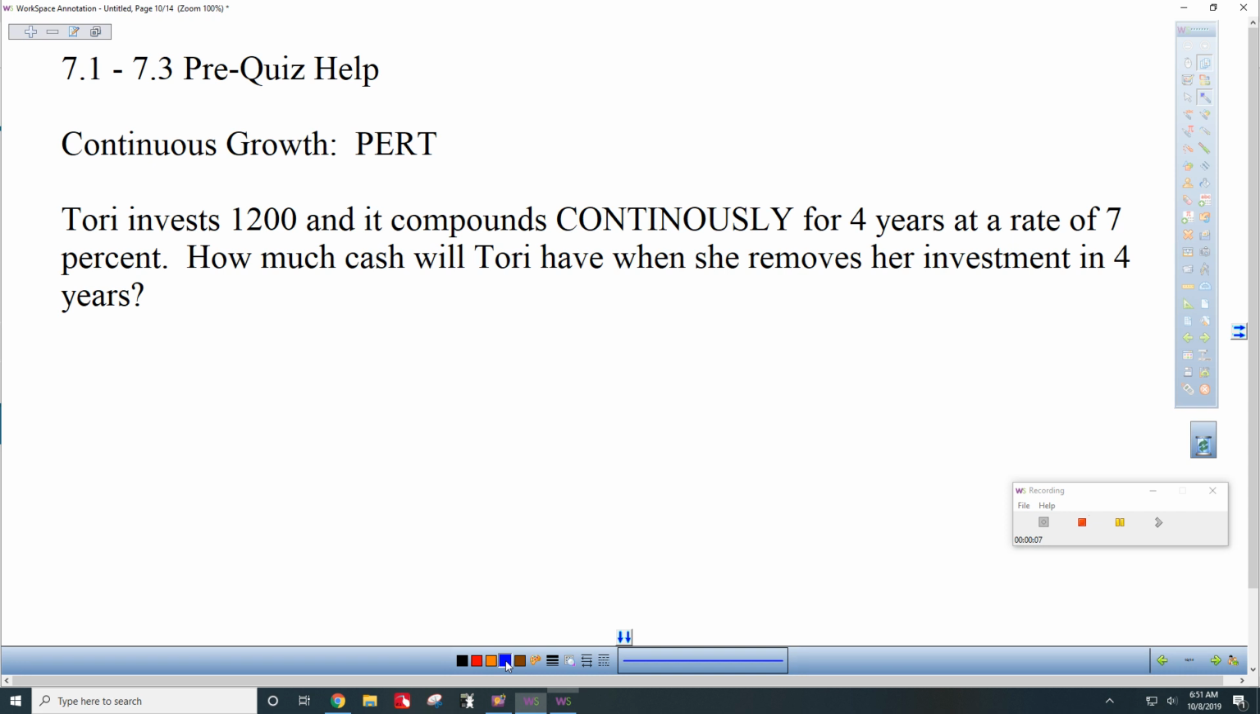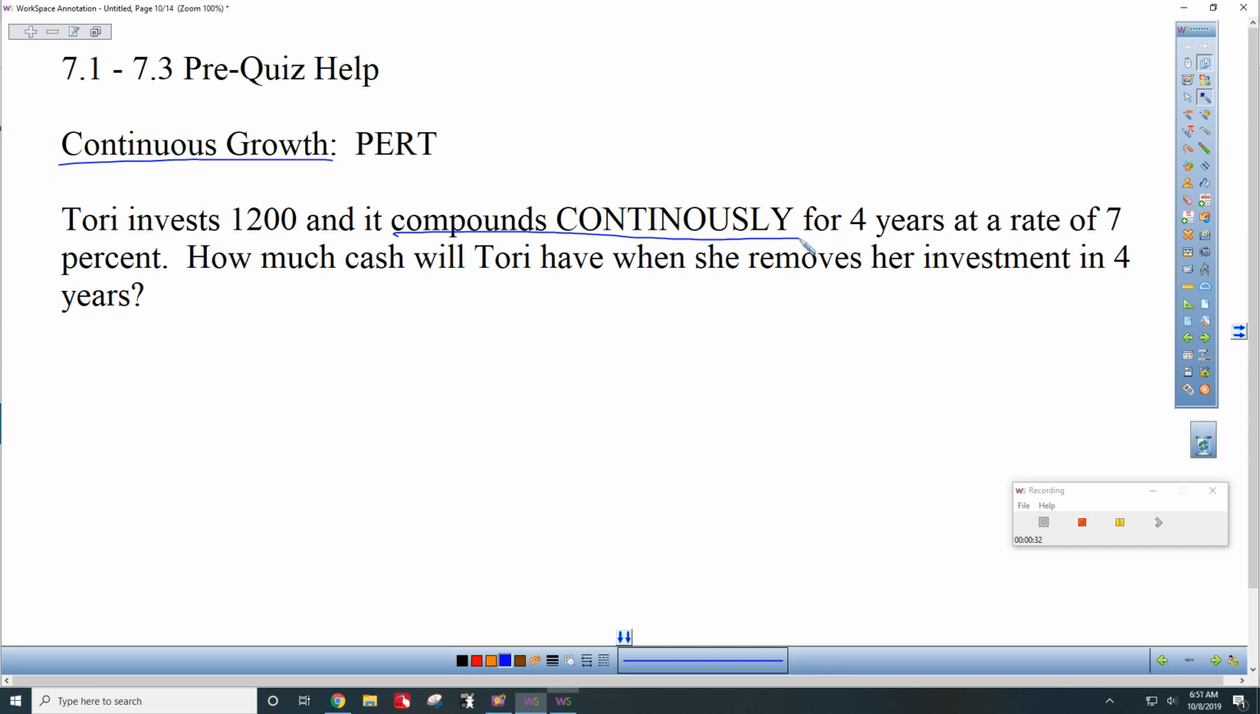I was going over Haruno's quiz with her and realized that I kind of failed to prepare her for a couple of questions. So, we're just going to get right into it. The first thing we're going to deal with is continuous growth, or investments that are compounded continuously.